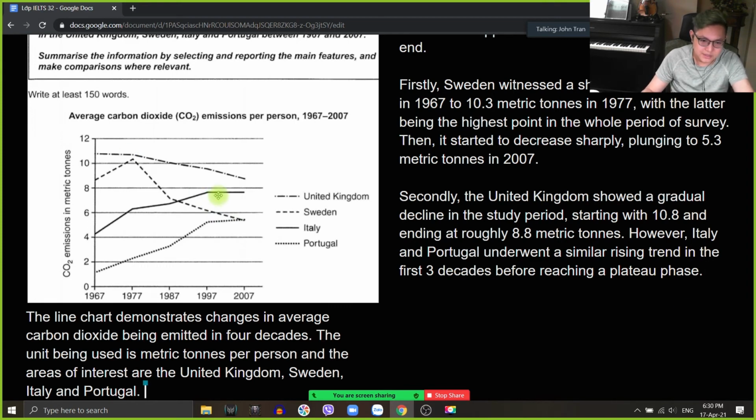But you can see that there's still a difference between like them, okay?